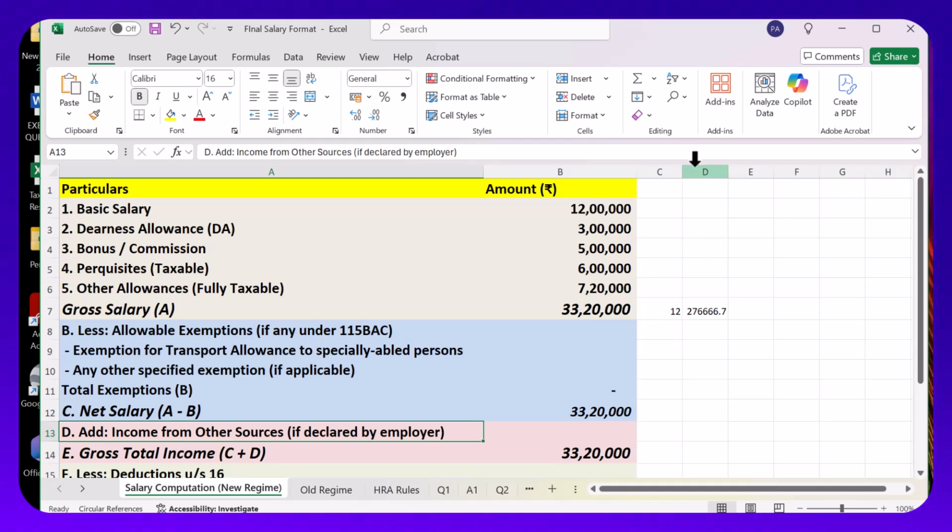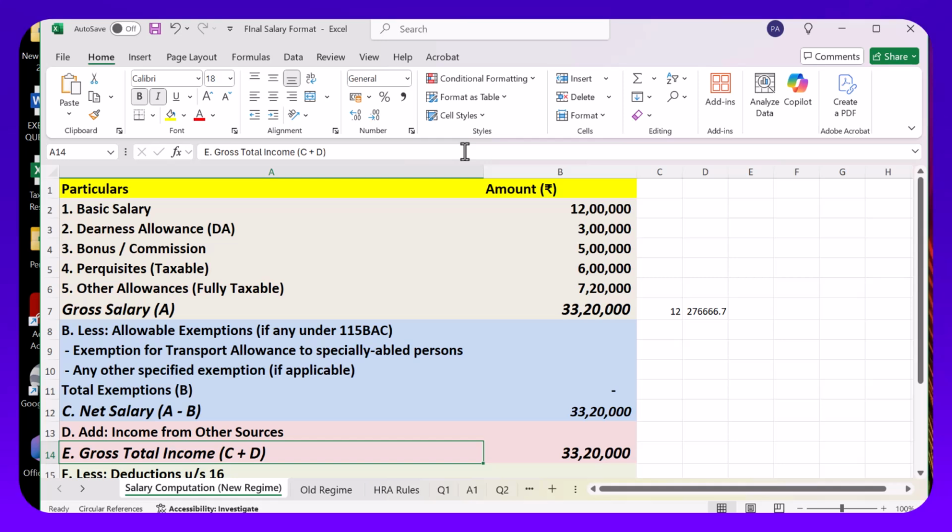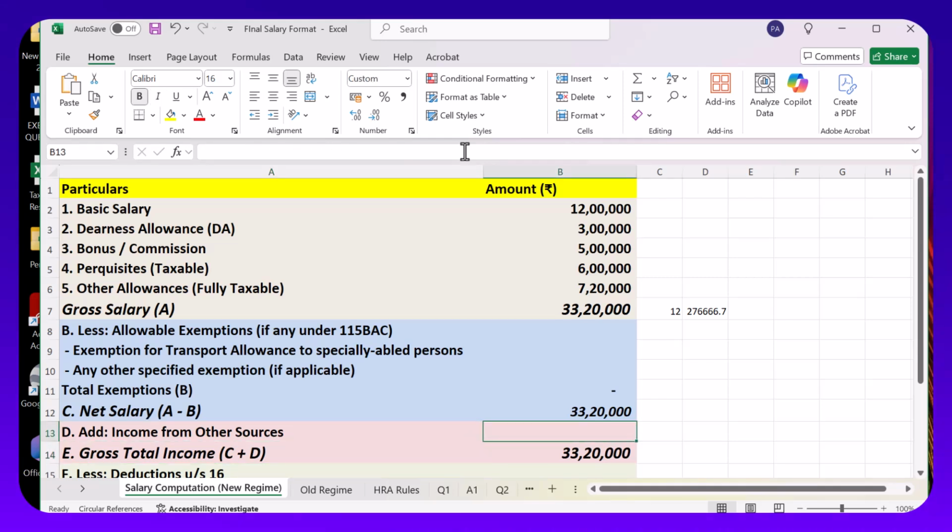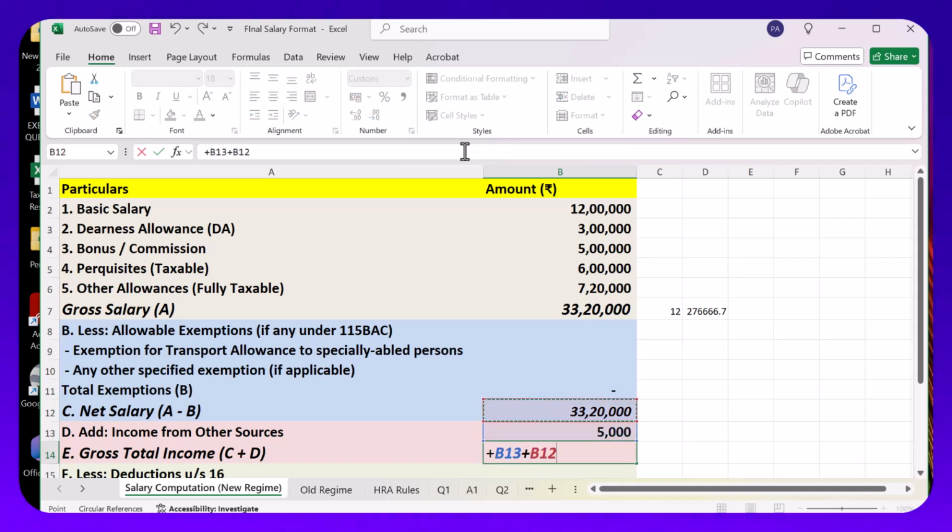Then you have to add income from other sources, if you have declared that income. Like suppose you are owning a house and you have given it on rent. So income from rent, income from house property, income from capital gains, income from interest on bank deposits or something like that. Any other income you have to mention here. Suppose you don't have any other income, fine. Or maybe you have a bank account on which you are getting some interest, say 5,000 rupees. In that case, this will be added here.